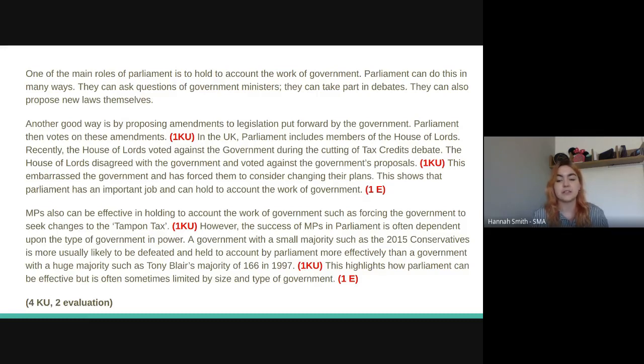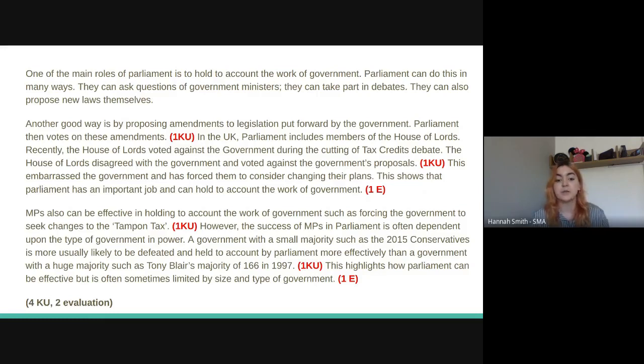What you'll see is the difference between a knowledge mark and evaluation. The end of that first paragraph: why do they get evaluation? This shows that. They also said the sentence before, it embarrassed them. So it's saying how it is good. How is it a good thing? What makes it good? The next one, again, you look at your knowledge, your examples, that gets your KU marks.